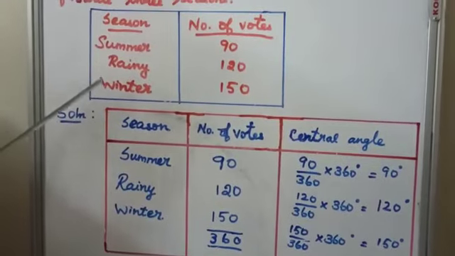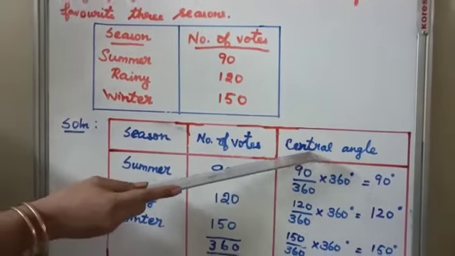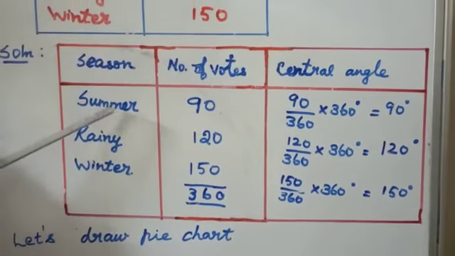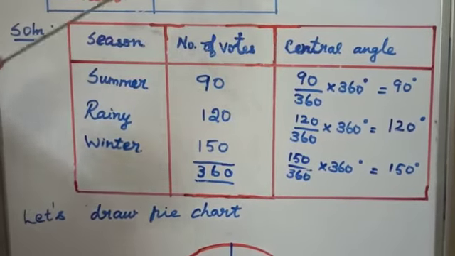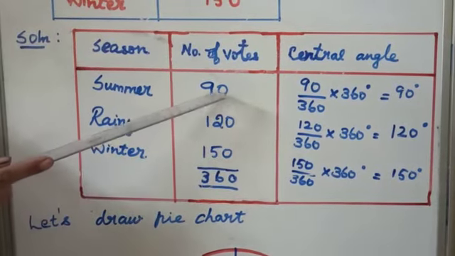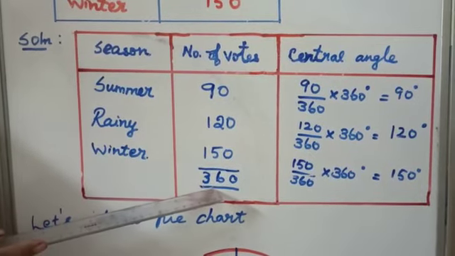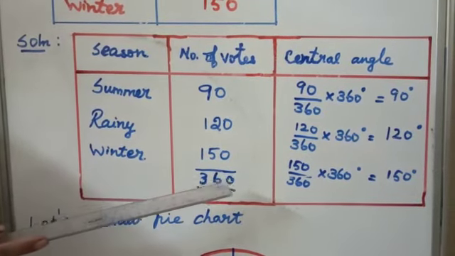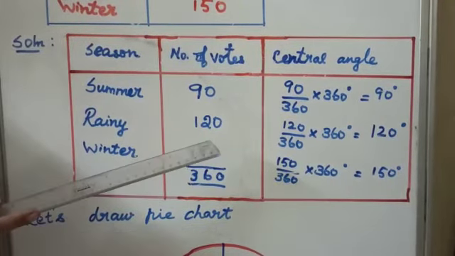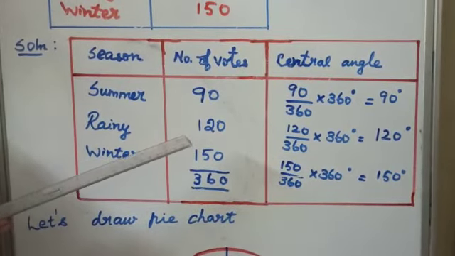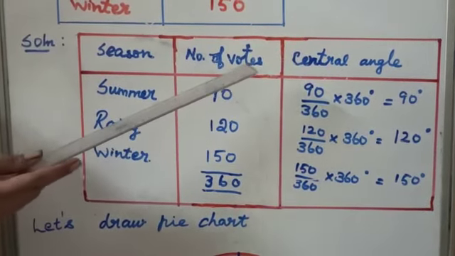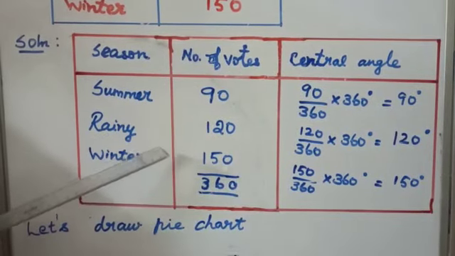For drawing the pie chart, we have to find the central angle. So we make one more tabular column and you write seasons here, summer, rainy and winter, and you write here number of votes 90, 120, 150. Now you add up all this, the total is 360. Now we want to find the central angle. You know that the angle in the center of the circle is 360 degree. Okay, now we are going to use that angle here. So we have to find the central angle of each season.